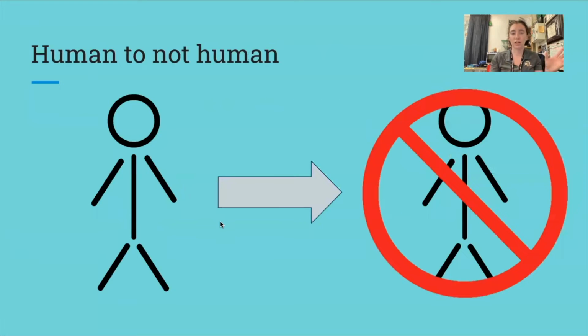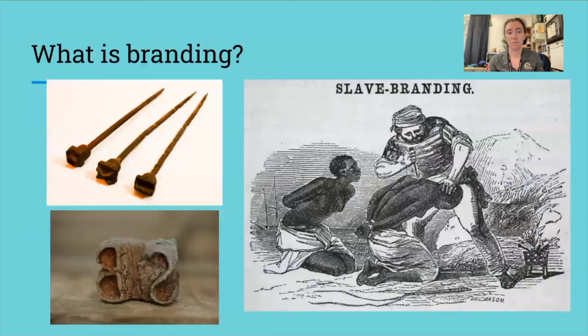This whole lecture is going to be about how these people go from being considered human beings to being considered property, okay? So the dehumanization of these people is what we're going to talk about when we talk about the process of enslavement. So the first way that people are not being considered human is branding, through the process of branding.